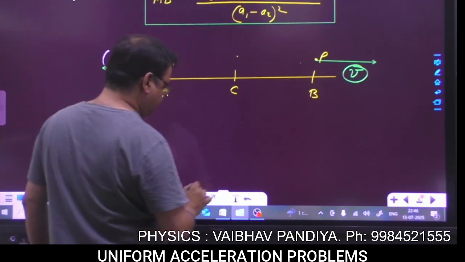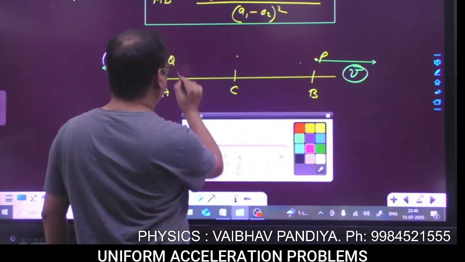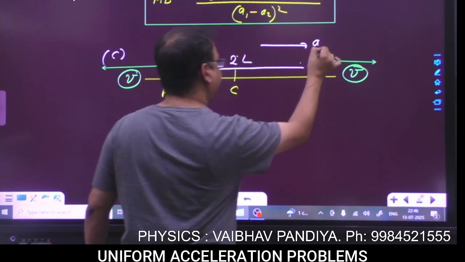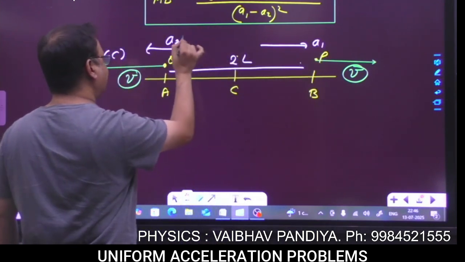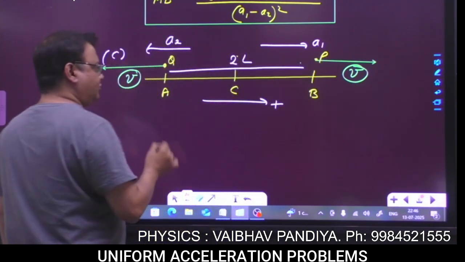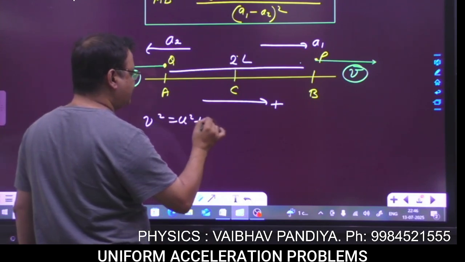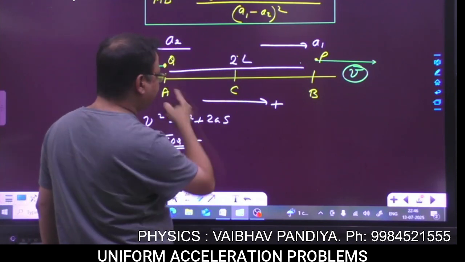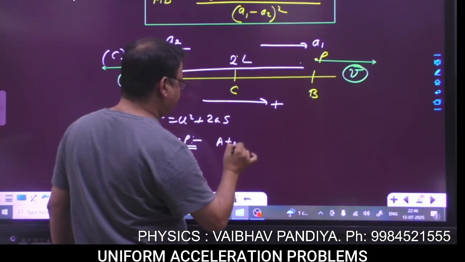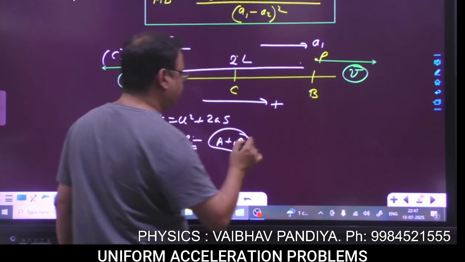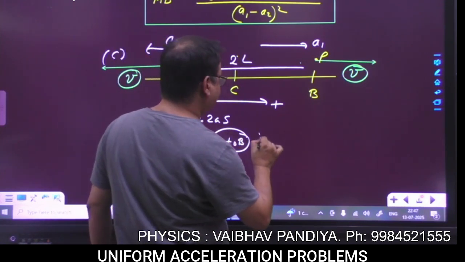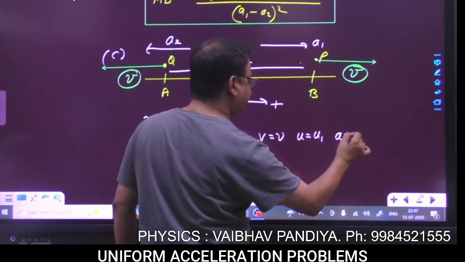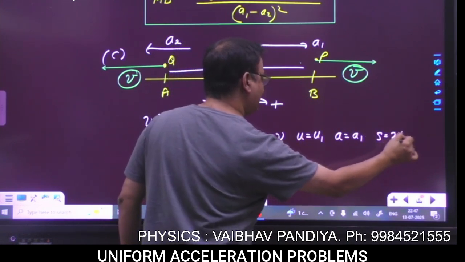Now see, this length is 2L. P is going with an acceleration of A1 and Q is going with an acceleration of A2, and I am taking this side as positive. So if you are applying V square is equal to U square plus 2AS for P from A to B, what is the final velocity V? What is the initial velocity U1? What is the acceleration A1? What is the displacement? 2L, correct?